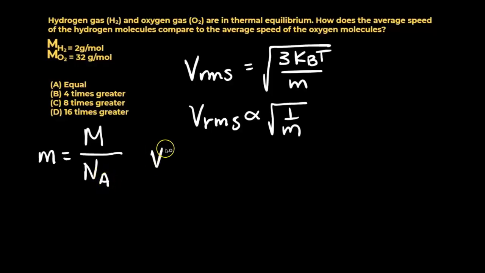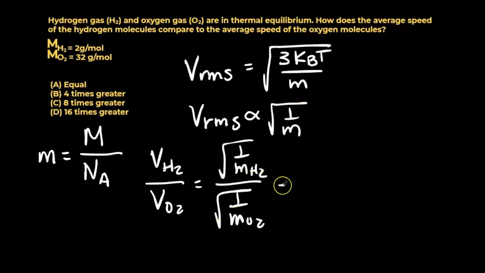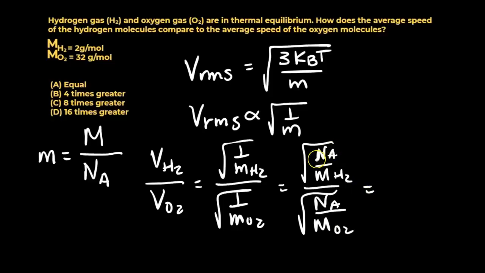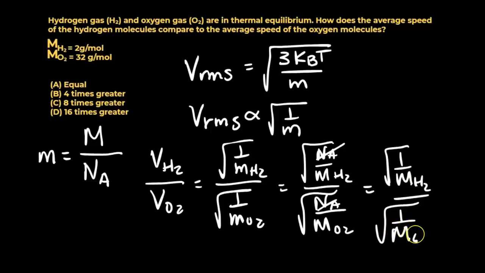And we're comparing the average speed of one hydrogen molecule to the average speed of one oxygen molecule. And we know that the average speed is proportional to the square root of 1 over m. And now we're going to substitute the molar mass over Avogadro's number for the mass of one molecule. Because this is in the denominator, I'm going to flip this, and so it's going to look like this. Now notice that the Avogadro's numbers will cancel out, and that leaves us with the square root of 1 over the molar mass of H2 divided by the square root of 1 over the molar mass of O2.